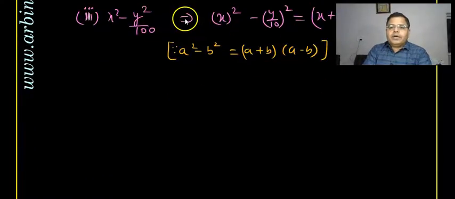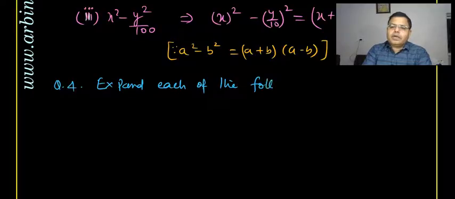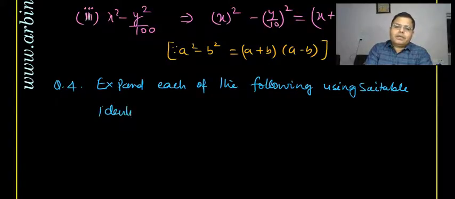Okay, now let us see question number 4. Question number 4 is: expand each of the following using suitable identities, right? So solution, question number 1 was there, and thereafter we will write the solution as well.